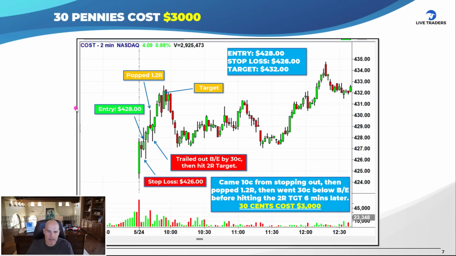The point, though, is that you can see how choppy and volatile stocks and the market can be. This one saved me from stopping out by 6 or 7 cents, which would have been a full loss. But then the same thing that saved me hurt me up here. And there's not a lot you can do about this. Maybe you could have given it a $4 stop loss, and yes, it would have ultimately worked, but that would have been challenging for the risk to reward. So it came 10 cents from stopping out, then popped 1.2R, then went 30 cents below break even before hitting the 2R target 6 minutes later.